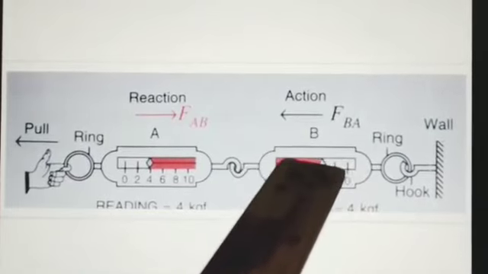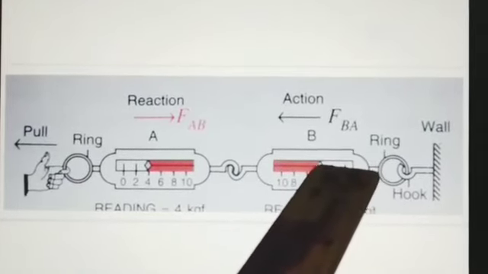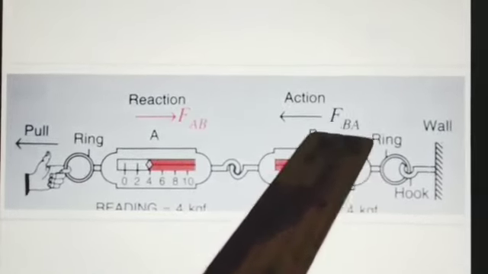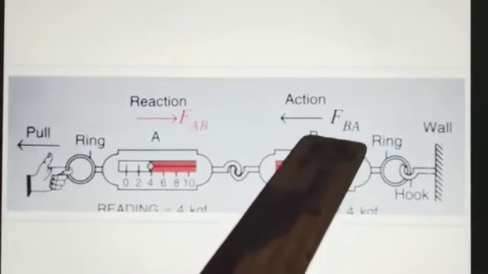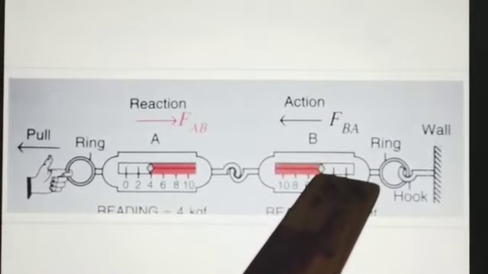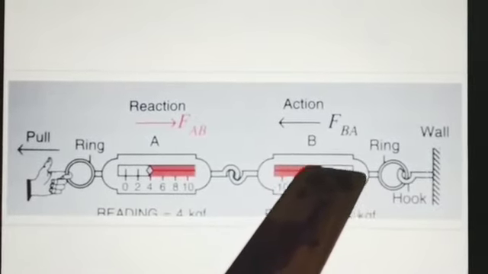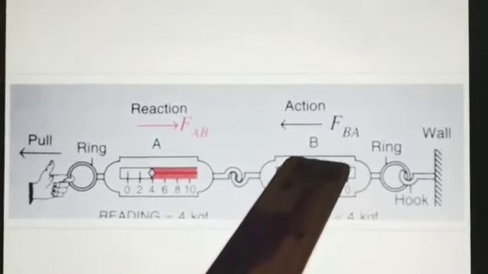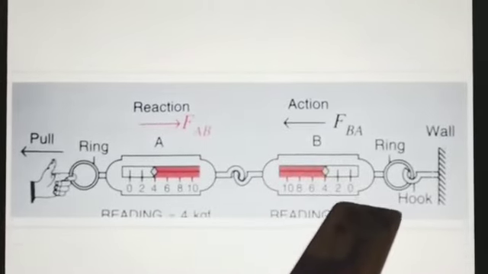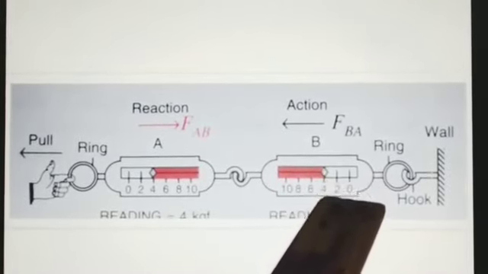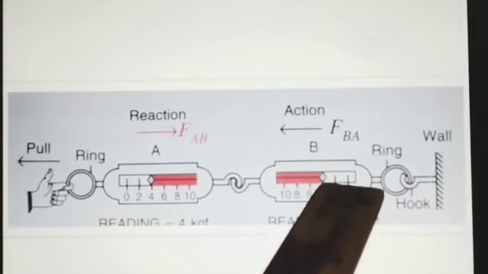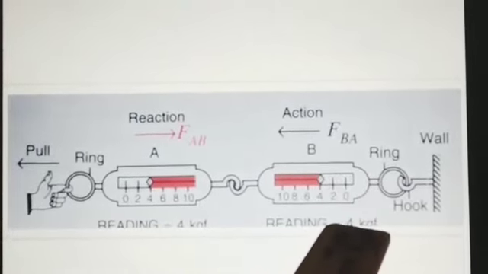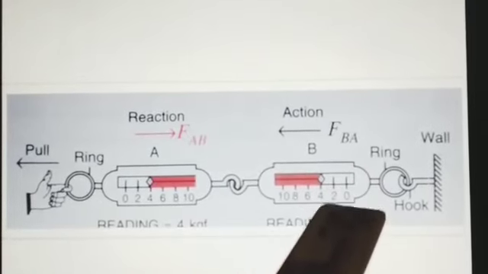So the force which acts on spring B by A, that is the action force. Then you can see a certain reading. What is the action force? This reading is 4 kgf. So action is 4 kgf.